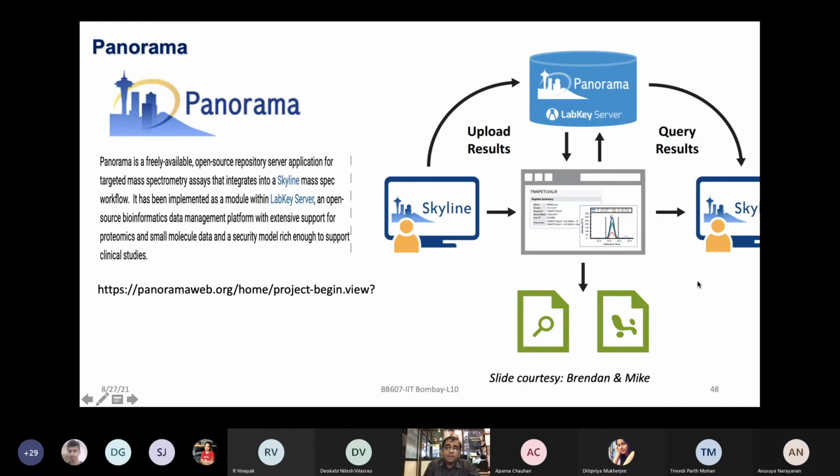Other software which is used along with Skyline is Panorama, which can be utilized to visualize your data and to store the data. In all publications, when you are going for targeted proteomics, you have to upload the data in Panorama and provide data accessibility to the entire scientific community.